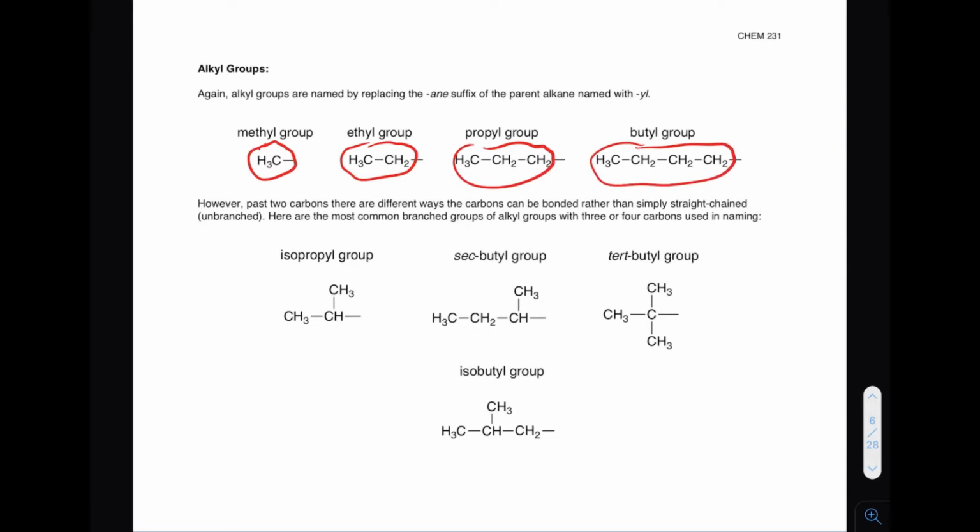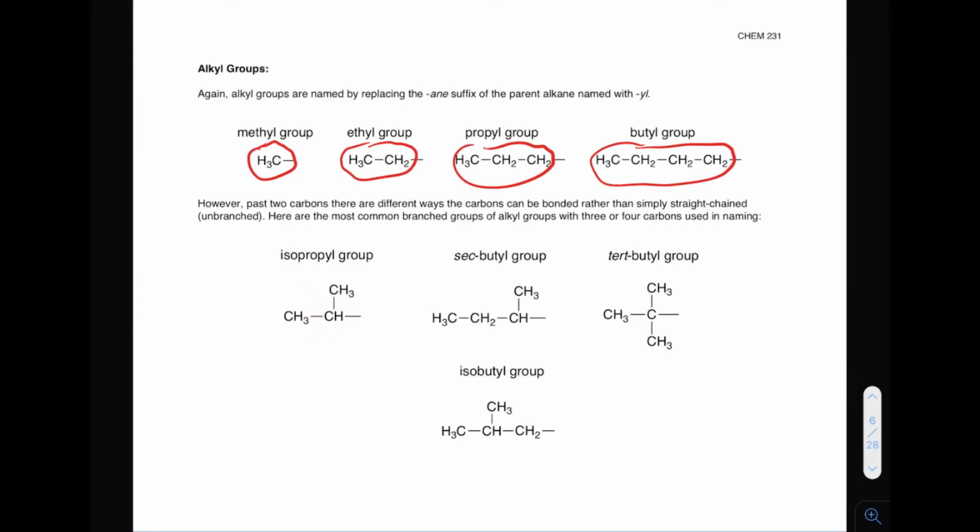But things can get branched, especially after the second carbon. Instead of having things in a straight chain, they can be even further branched. There's a complicated way to name these more complex substituents, but these are some of the commonly utilized names for them. When three carbons branch off like this, with two methyl groups coming off of the central carbon here, this is isopropyl.